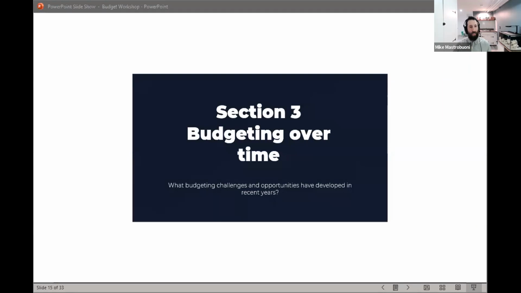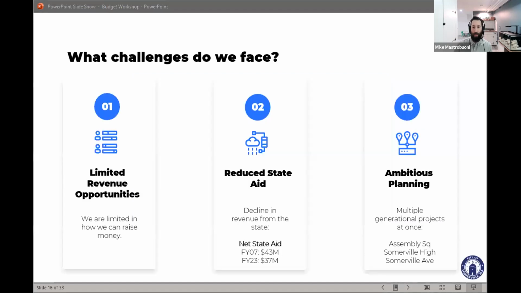So what challenges and opportunities do we have as we develop budgets in Somerville? There's several financial challenges that cities in Massachusetts are facing. We're not unique in a couple of these. We do have limited revenue opportunities. What I mean by that is, some states allow their cities and towns to get creative with how they generate revenue. That's not the case in Massachusetts. And we'll get into that in just a moment.